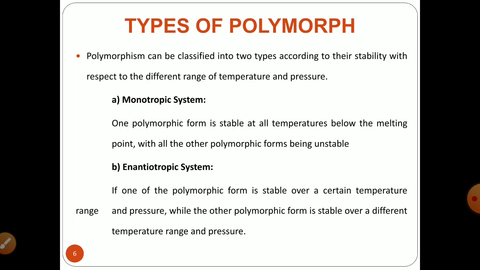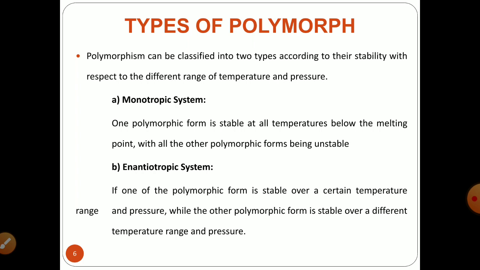The next type is enantiotropic systems. If one of the polymorphic forms is stable over a certain temperature range. Now remember, in a monotropic system, that one polymorph is stable at all temperatures. But in an enantiotropic system, one polymorph is stable over a certain temperature range, while other polymorphic forms are stable over a different temperature range and pressure. In monotropic, we observed that one is stable at all temperatures and the remaining are unstable. But in enantiotropic, one is stable at a particular temperature and other polymorphic forms are stable over a different temperature range, and that is known as enantiotropic systems.